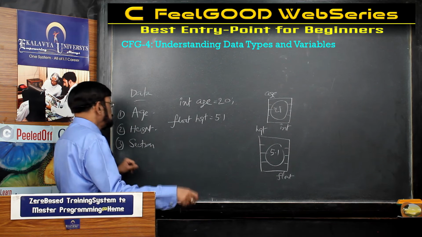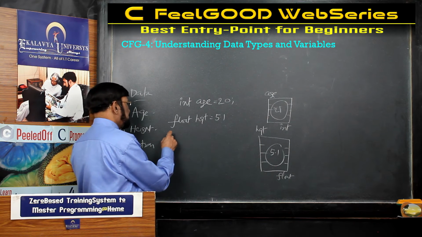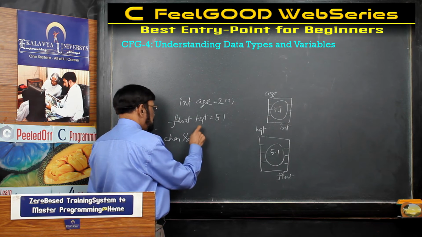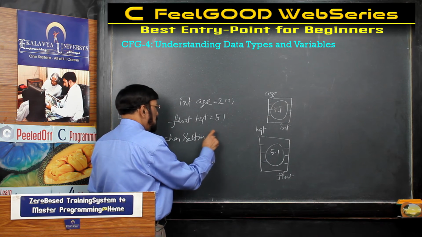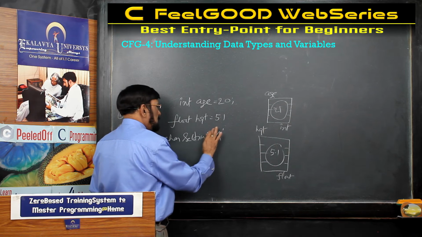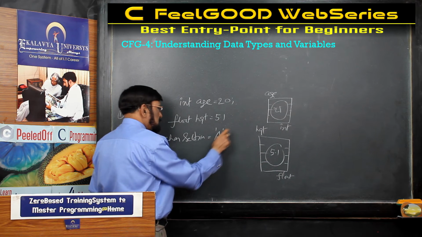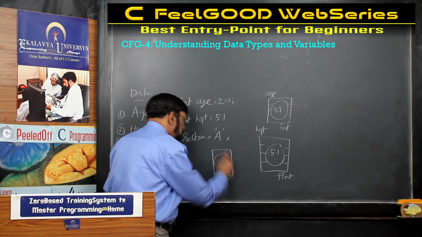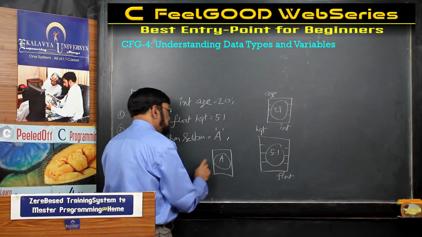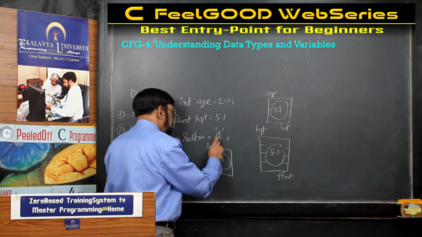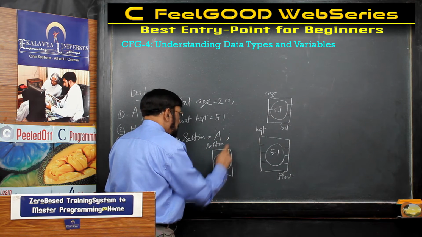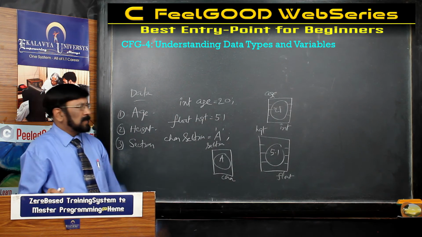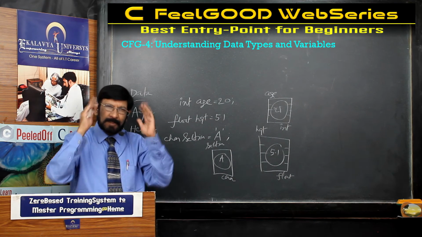Now come to this. The last one, your section. Char, section, A. Actually, single characters are stored like this. Then what happens? One memory container is allocated. In this, A is stored. Its name is section and its type is char. In this way, a variable is one memory container, one mental picture.